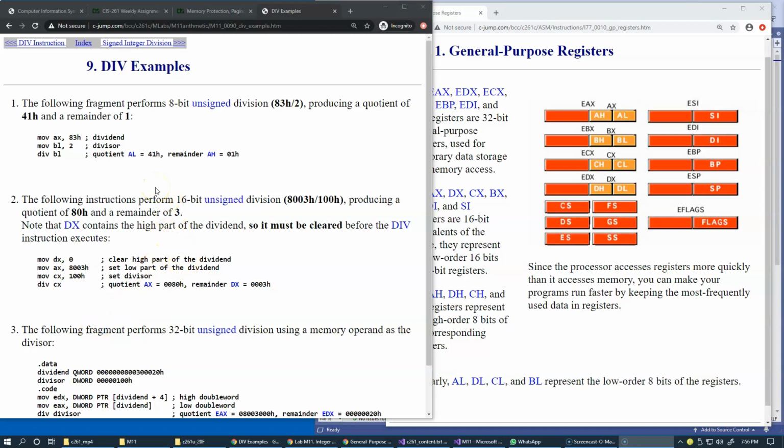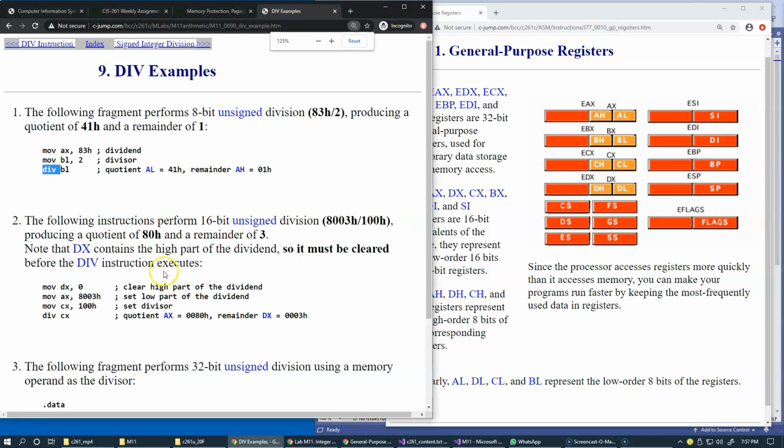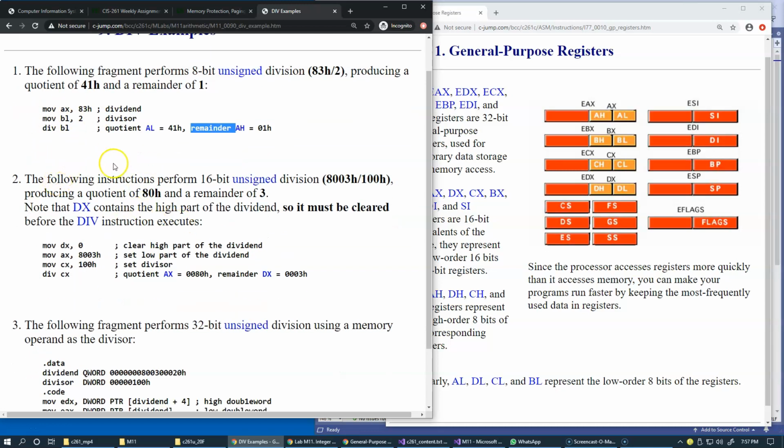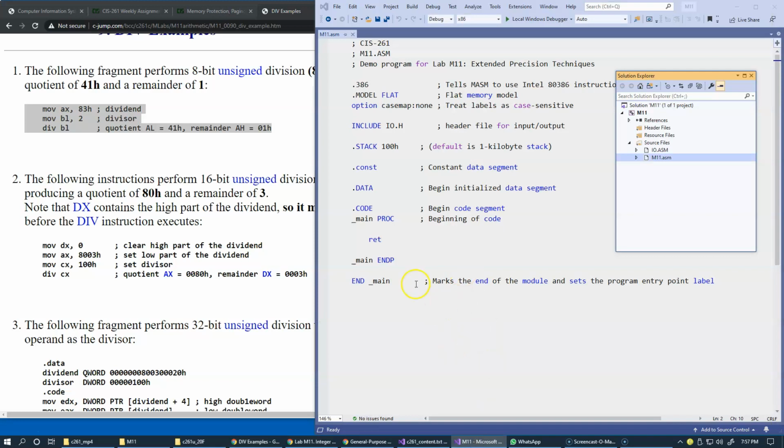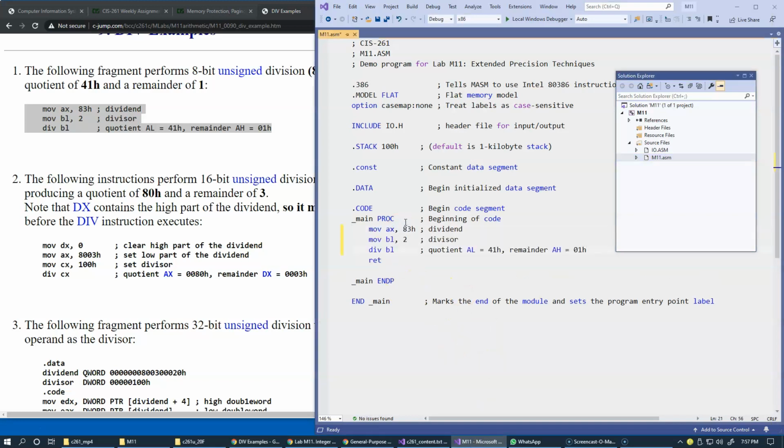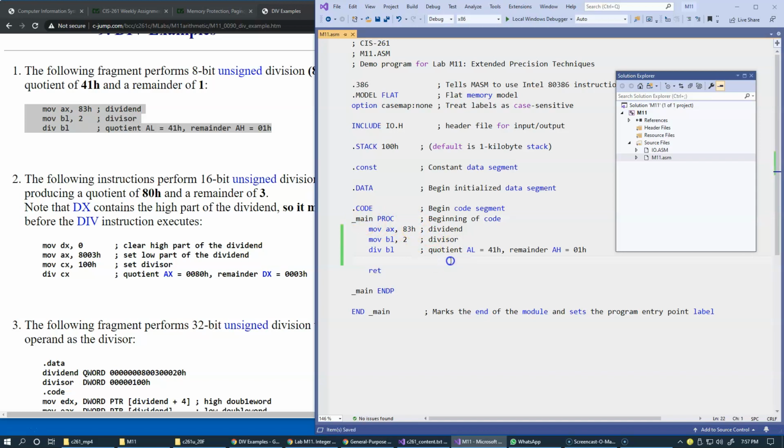Okay, so again, the examples for unsigned division by instruction div. Let's take a look. So it's pretty straightforward. We have the dividend, we have the divisor, and we generate quotient and remainder. Okay, so that's expected. All right, so we can just basically copy and paste all this into our sample project, and we just can use our main procedure for this.